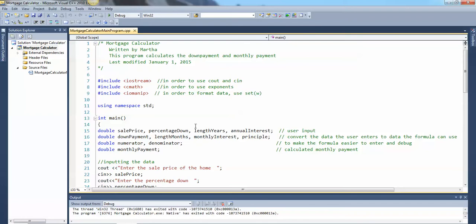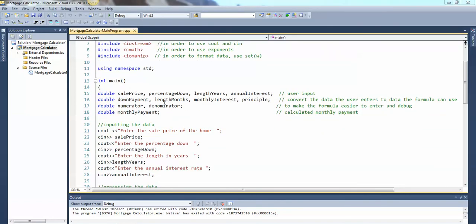I started the program with comments that identify the name of the program, the author, descriptive information, and when it was last modified. I included 3 libraries: iostream for cout and cin, cmath so we can do the exponential, and iomanip for setw.